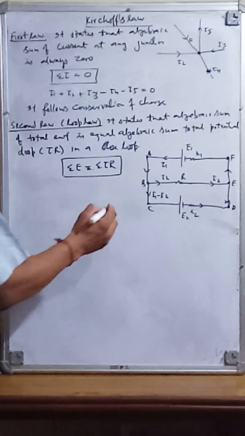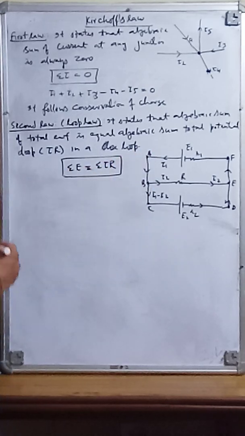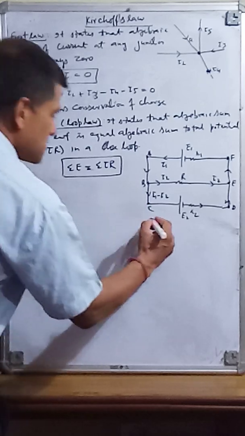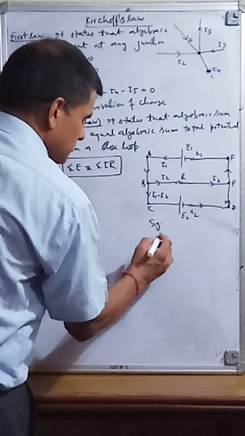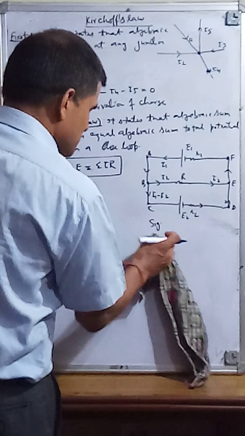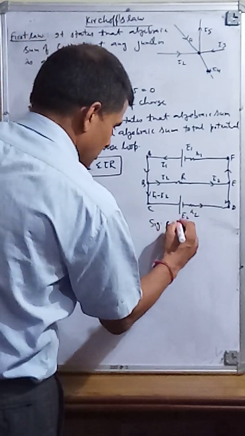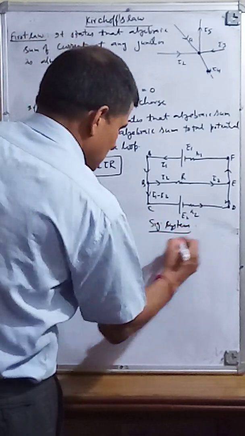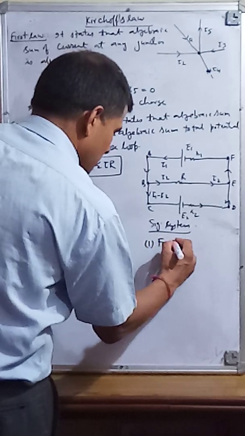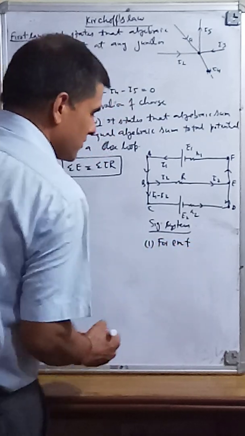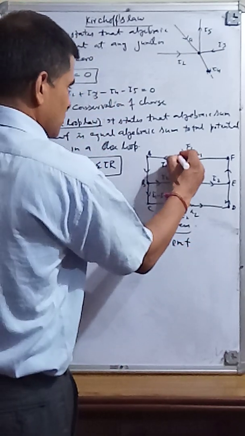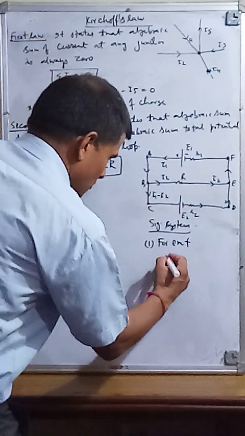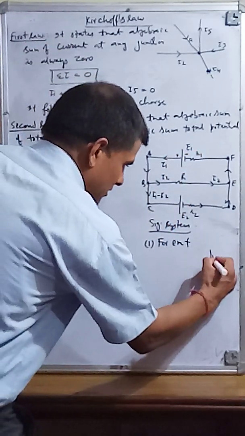Now here I apply the loop. We apply, now there is a sign system for this Kirchhoff law. So what is a sign system? We use a sign system. Number one, for EMF. What is it for EMF? Suppose this is a cell.